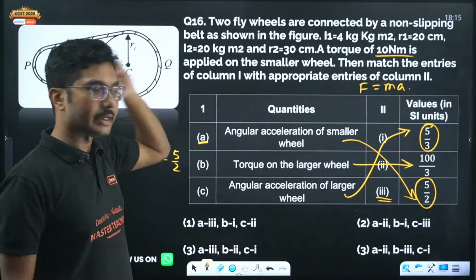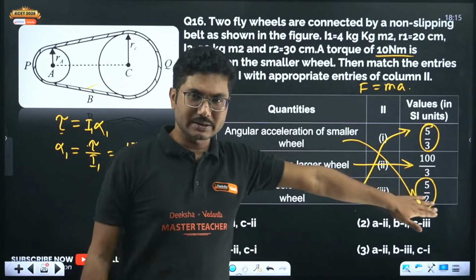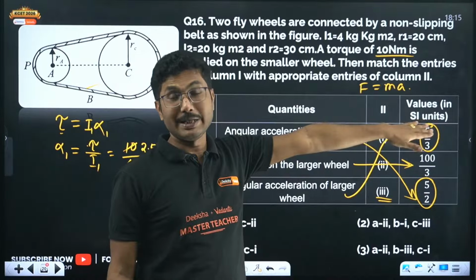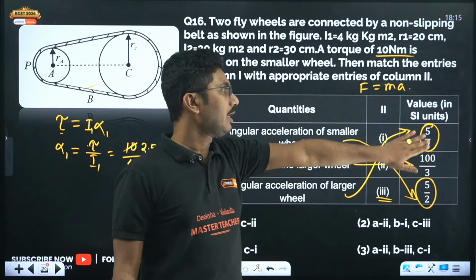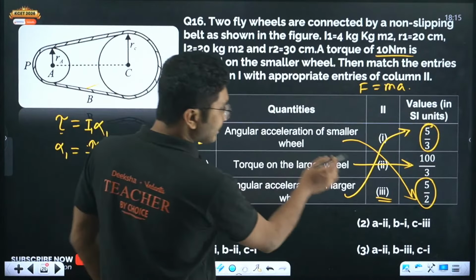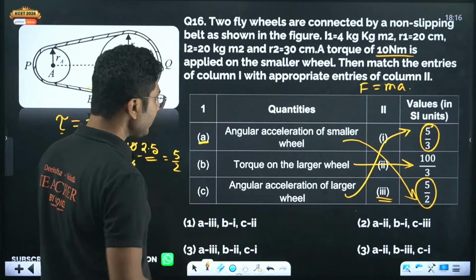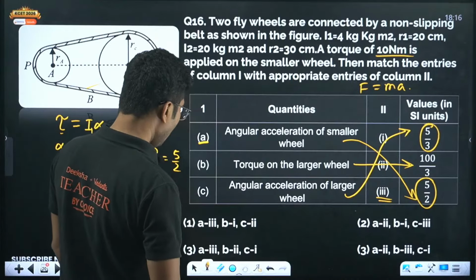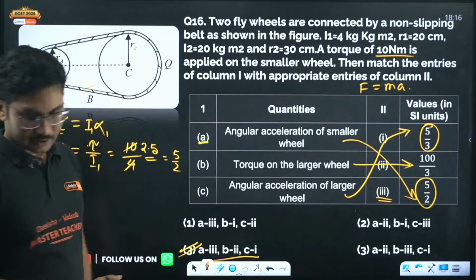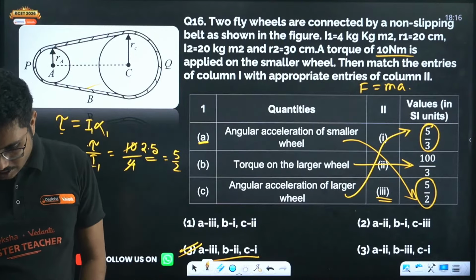You do not need to calculate it. Once you have calculated angular acceleration of one of the wheels, you can easily say that the bigger wheel will have a smaller acceleration. Only one small number is there. So A matches with 3, B matches with 2, and C matches with 1. So option 3 is the correct answer.